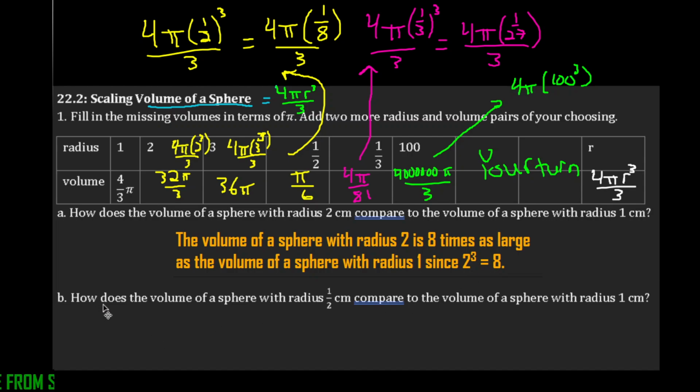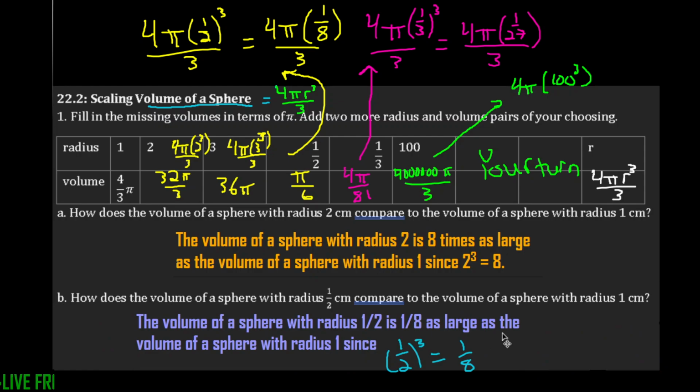And for the second part, it says, how does the volume of a sphere with a radius of 1/2 compare to the volume of a sphere with a radius of 1? And we can say this. We can say the volume of that sphere with a radius 1/2 is 1/8 as large as the volume of a sphere with radius 1, since 1/2 to the third power is the same as 1/8. So just make sure that you're multiplying those carefully.